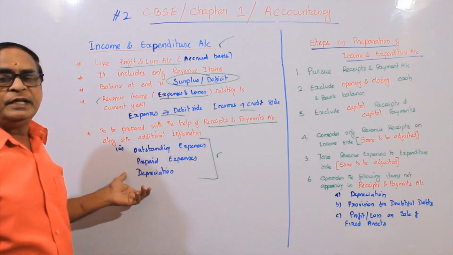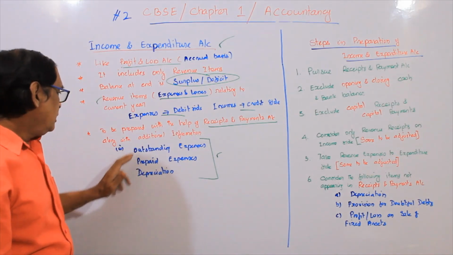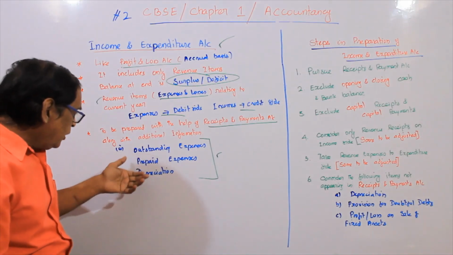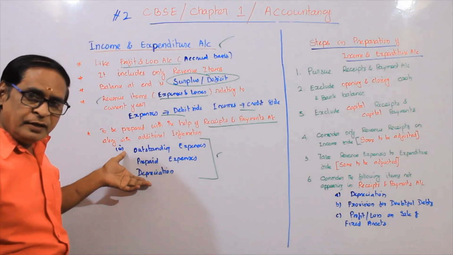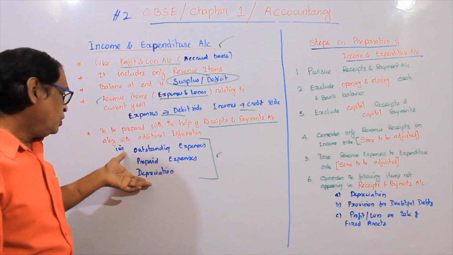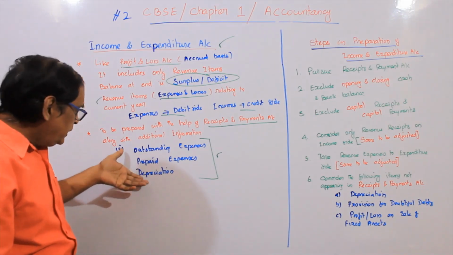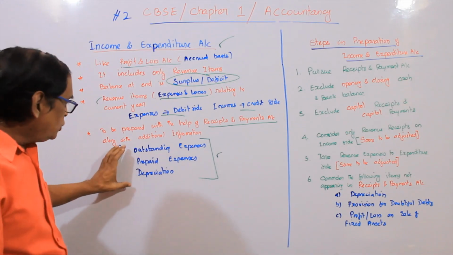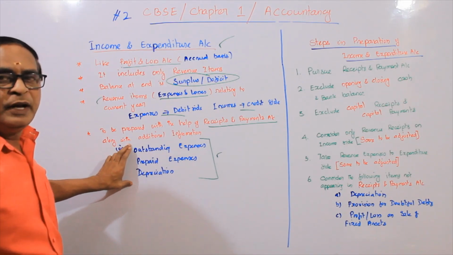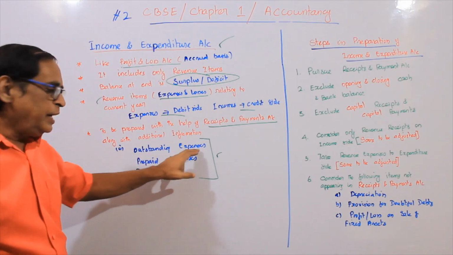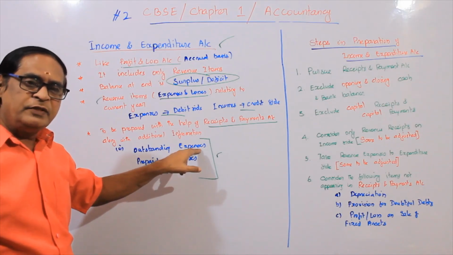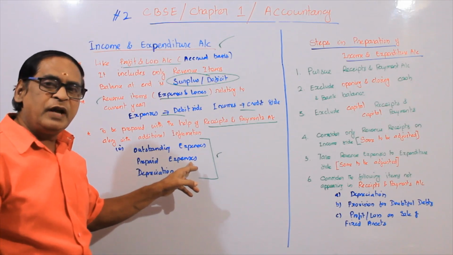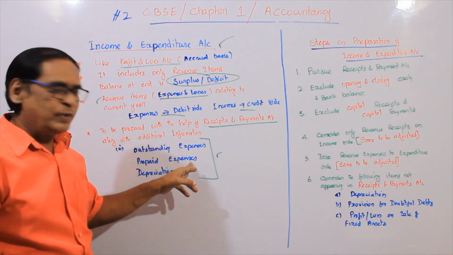And then depreciation. These are non-cash items, so they do not appear in the receipts and payments account, yet they have to appear in the income and expenditure account. In the case of outstanding expenses, we have to add to the respective account, and in the case of prepaid expenses, we have to deduct from the respective account.